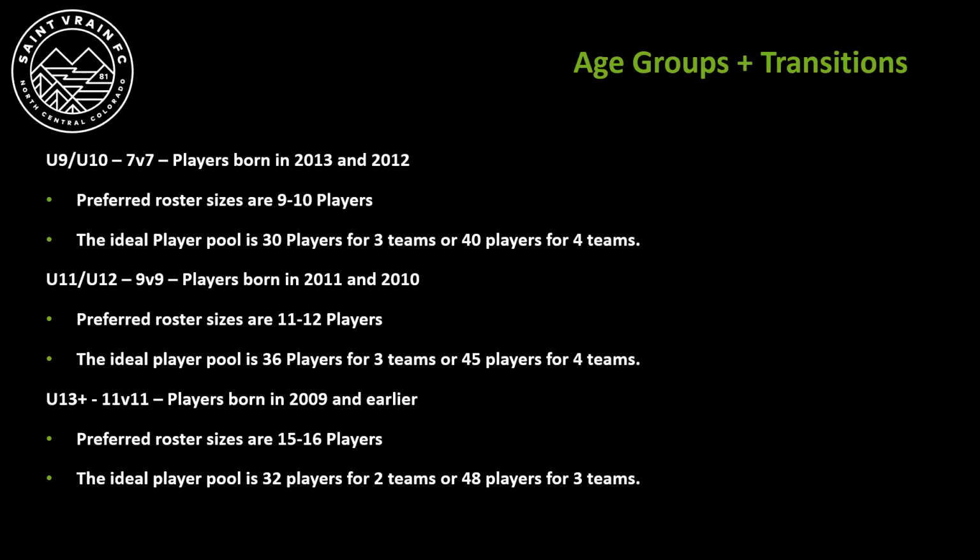After the various player placement events occur, we begin to form teams. And one popular question is, how many kids are in each team? Well, here we are. At U9, U10, they're going to play 7v7. So for this coming year, those are players born in 2013 and 2012, respectively. The preferred roster sizes are 9 to 10 players. We have a little bit of wiggle room there, but the ideal player pool is 30 players. So that gives us 3 teams, or 40 players, and that gives us 4 teams. And again, we'll explain why that's important shortly.